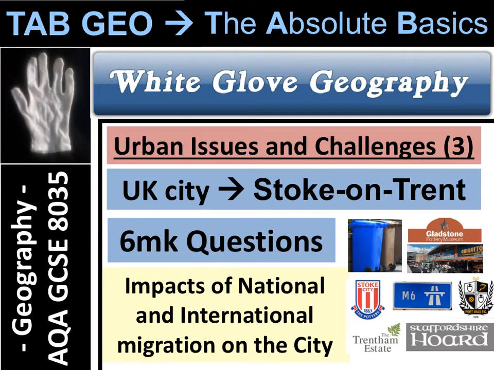Today we're looking at the Urban Issues and Challenges section, looking at the UK city, which is Stoke-on-Trent. This is the 6 and 9 mark questions. We're looking at the national and international migration in the city and the impacts of that upon the city of Stoke-on-Trent.